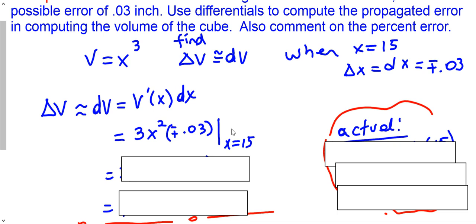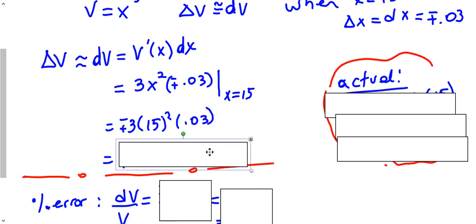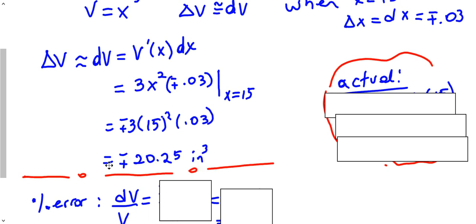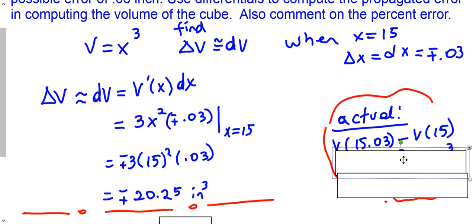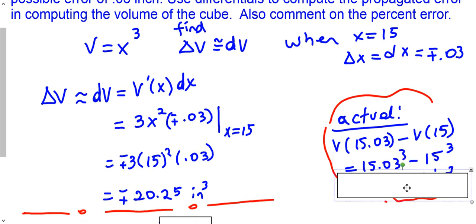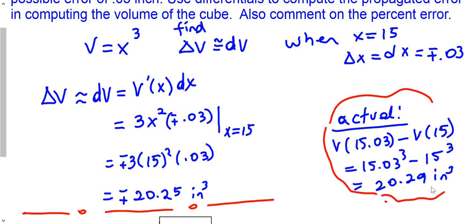The derivative was 3x squared, and we evaluate this at x equals 15, and multiply the numbers. So we get the change in volume. We estimate it to be 20.25. In case you want to check the actual value, do the volume at 15.03 minus the volume at 15 to see the impact when x goes from 15 to plus or minus 0.03. So the volume formula is simply cube the number. And again, not too far off, 20.29 versus 20.25.